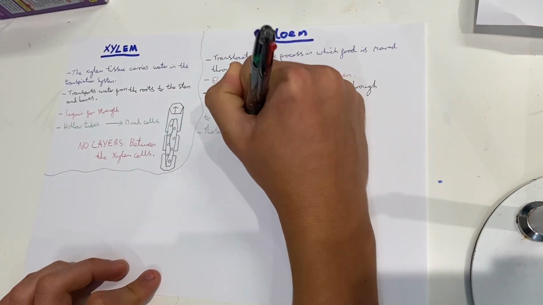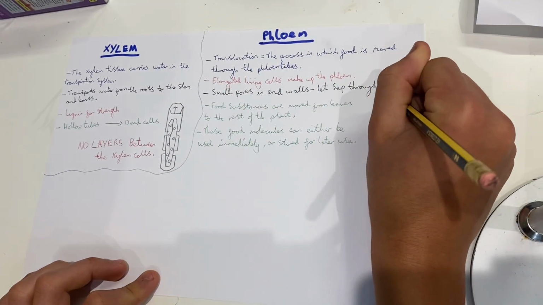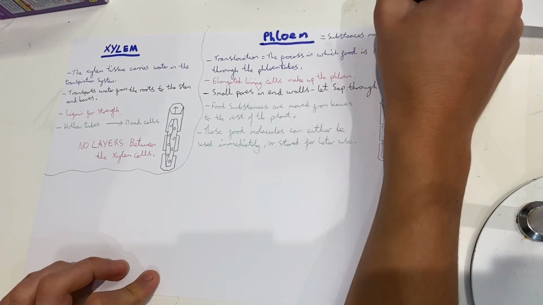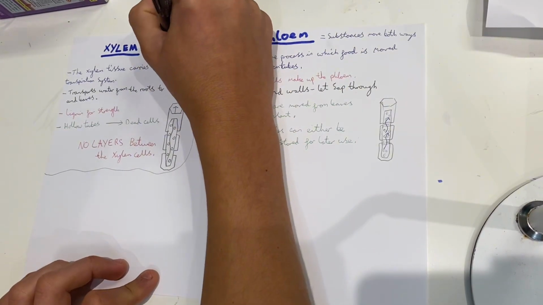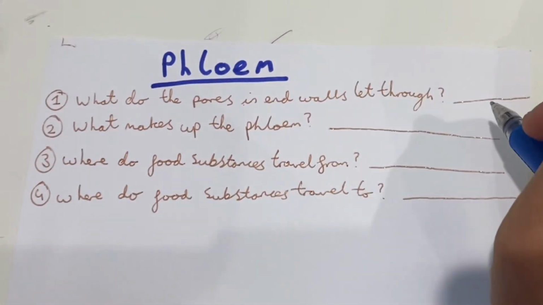Food substances are moved from leaves to the rest of the plant, and these food molecules can either be used immediately or stored for use later. Here's the diagram. Remember that in the phloem, substances move both ways, but in the xylem, substances only move one way. Now pause the video to complete these recap questions on the phloem.